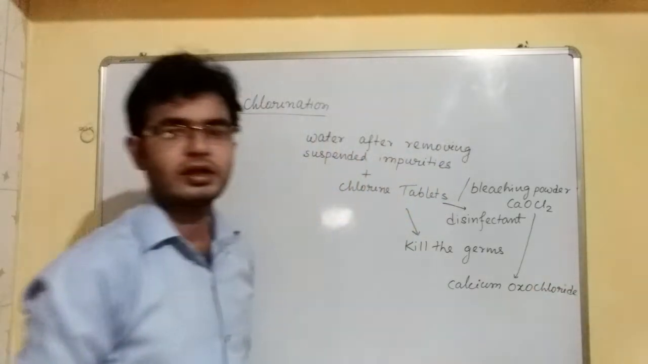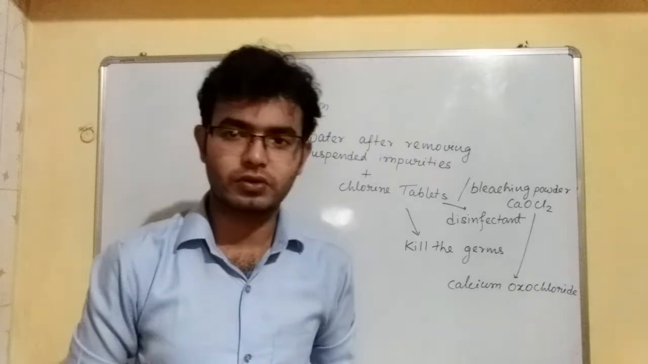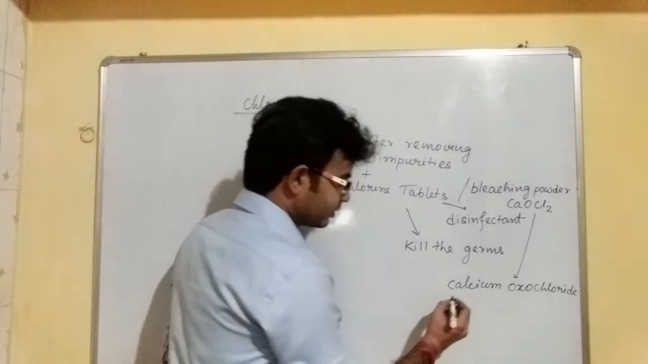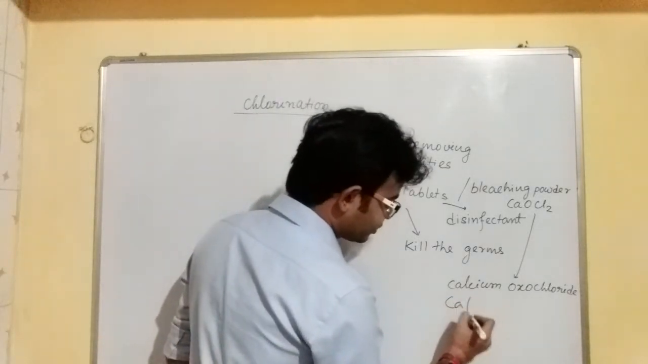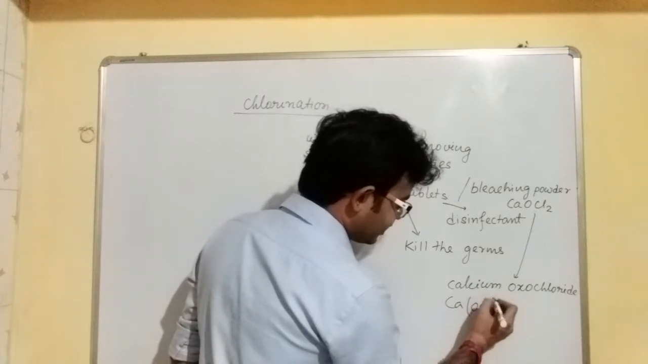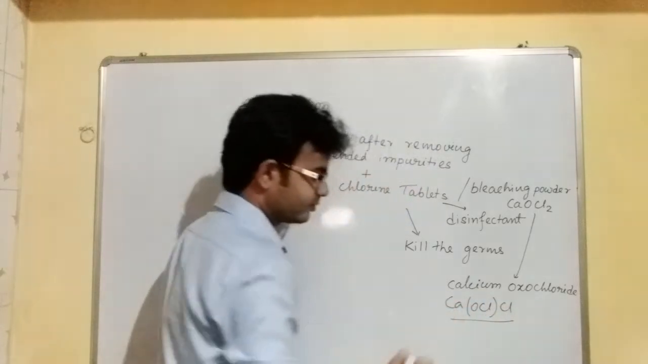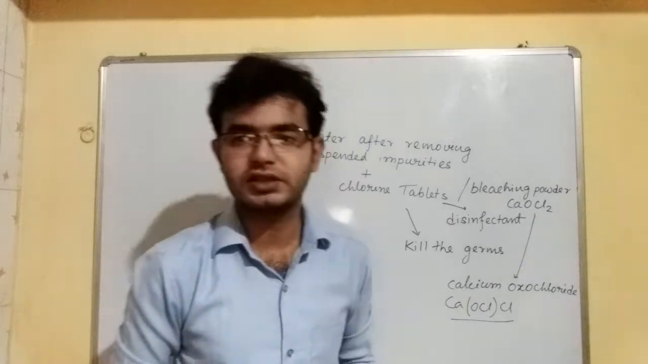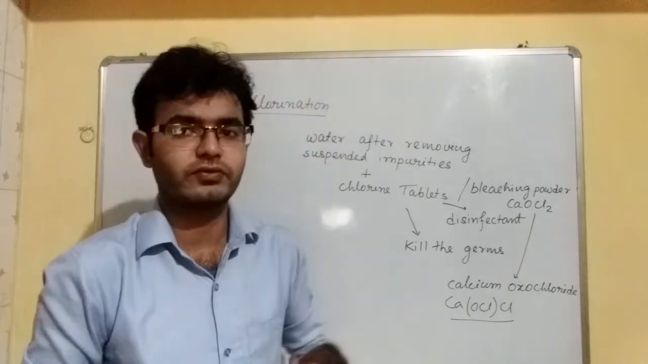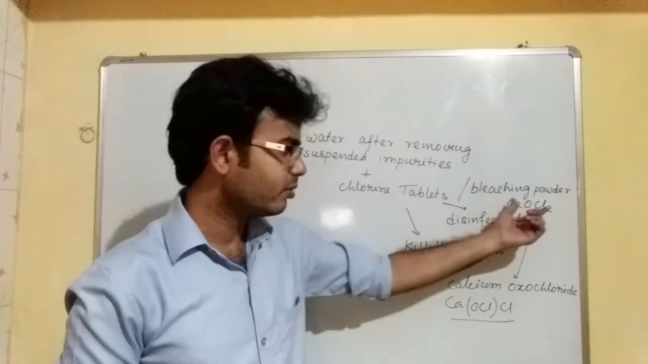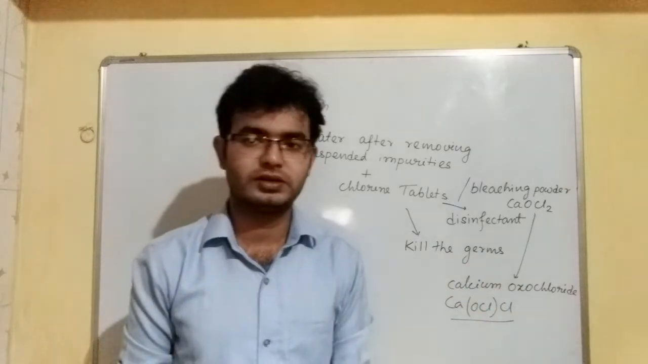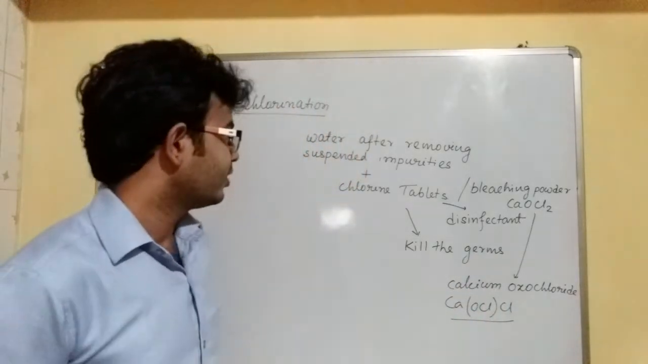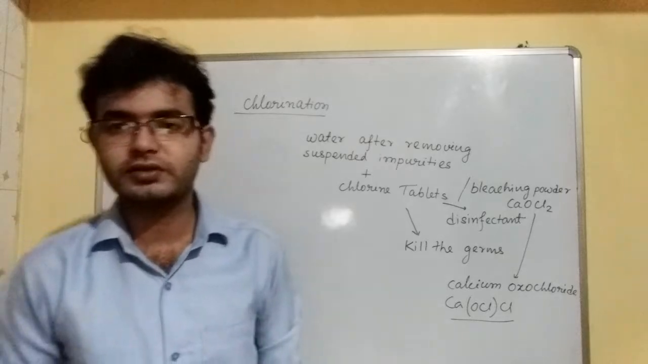Calcium oxochloride. Remember that the actual representation of calcium oxochloride is CaOClCl. This one is the actual representation, or the formula, of bleaching powder. You can remember this one or this one, no problem in this class. So here, what is chlorination? Let me discuss it again.